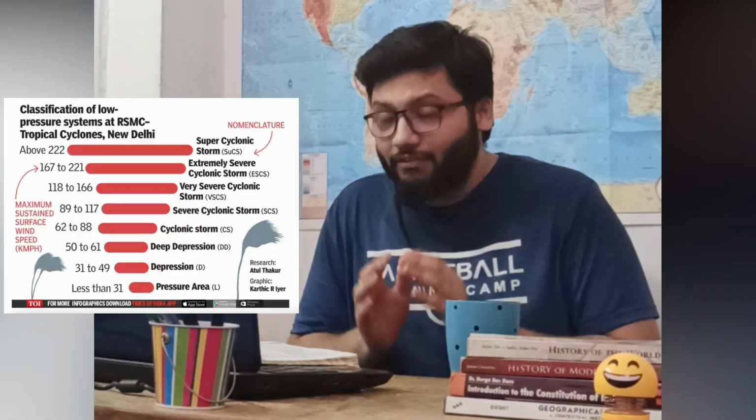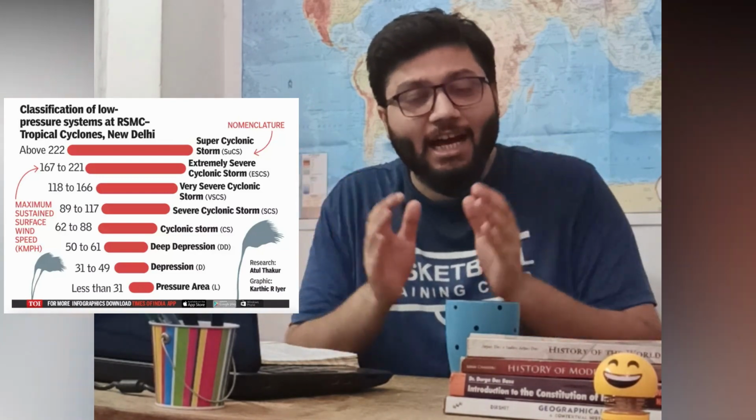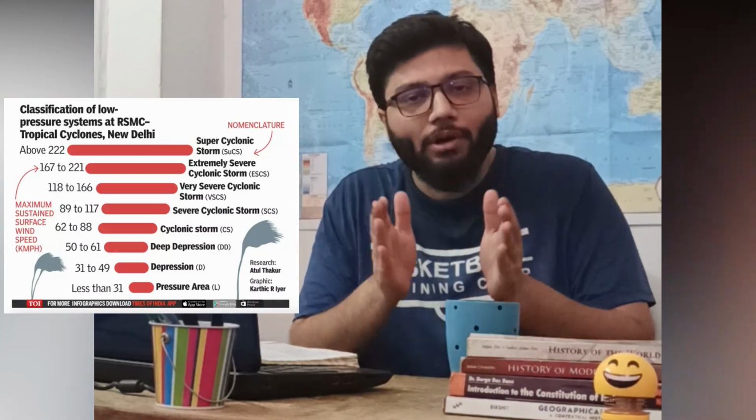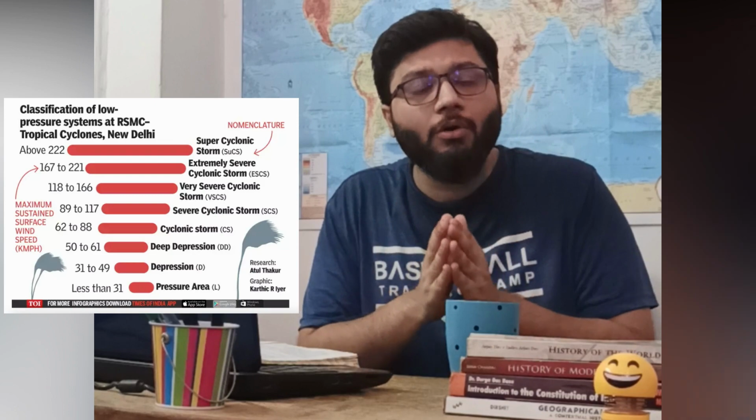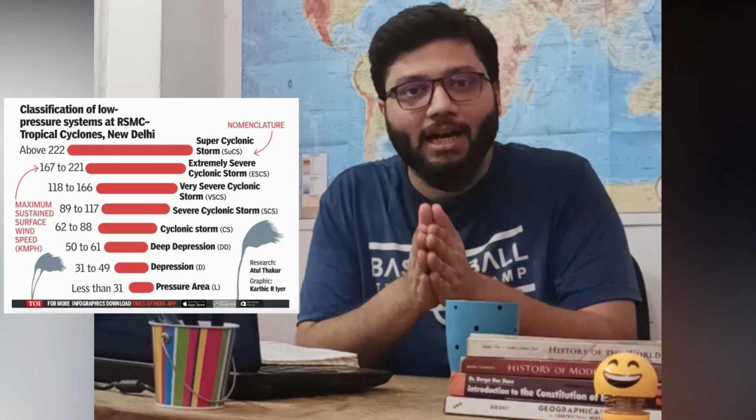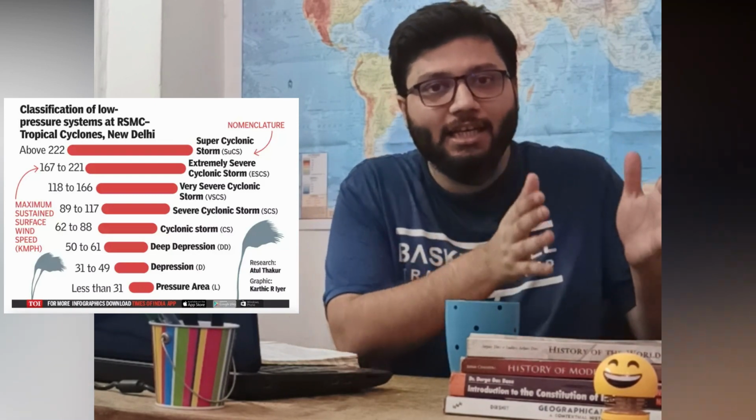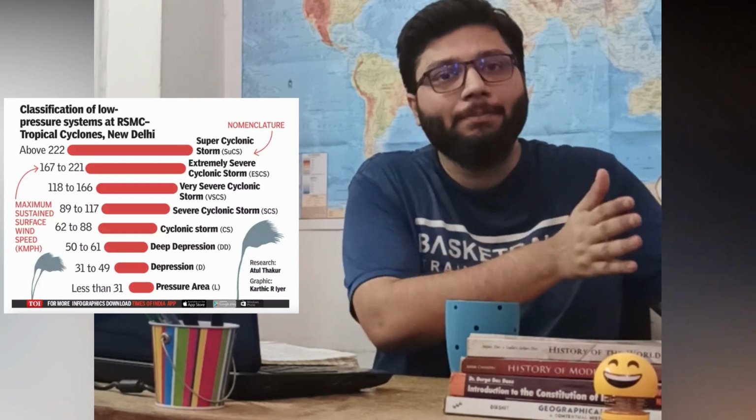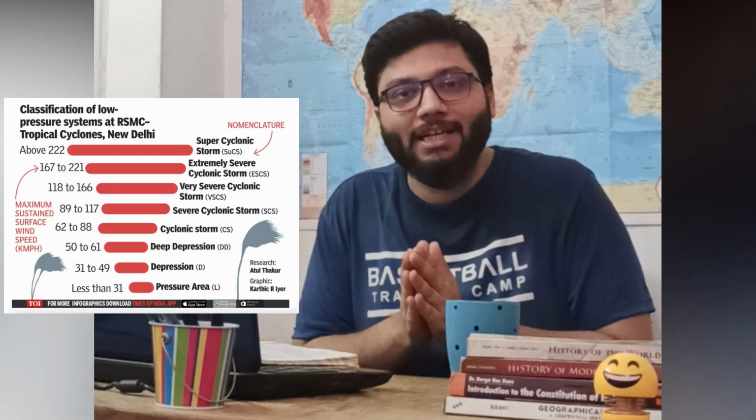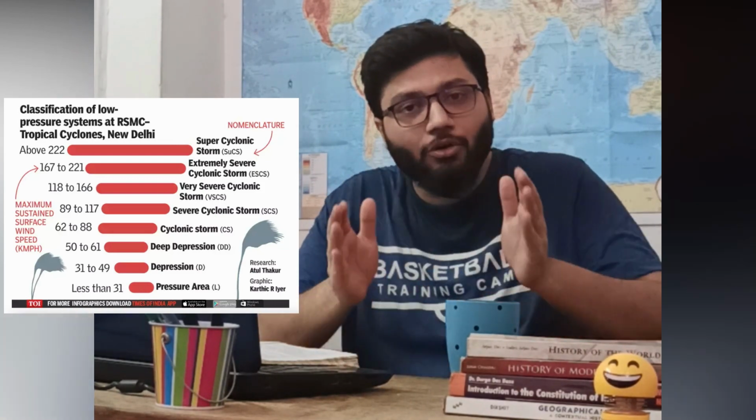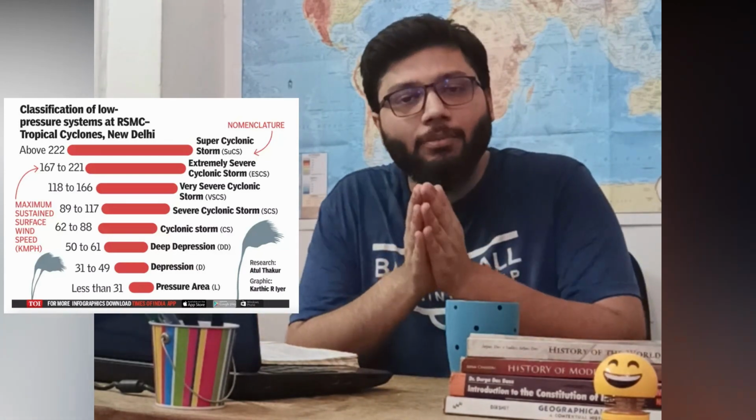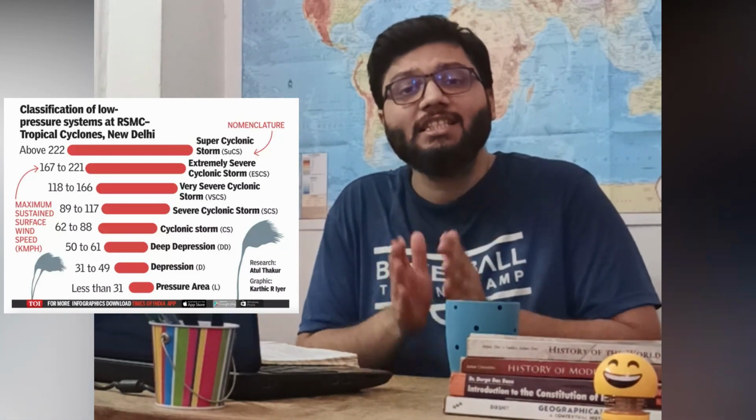But if we look into the whole classification list of the cyclones of the North Indian Ocean, we'll get to know that a low pressure area will be called a cyclone only if the wind speeds are above 61 km per hour. Below that, it is either called a depression or a deep depression. Above 62 km per hour, it is known as a cyclonic storm. And above 88 km per hour, we start calling it a severe cyclone.